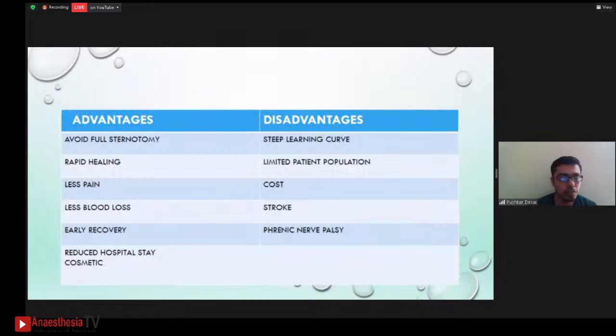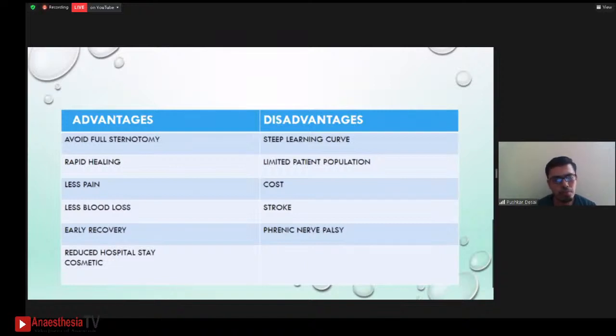So what are the advantages of this MICS CABG? As the name suggests, the main difference between the conventional CABG and the minimally invasive CABG is avoidance of the full sternotomy in MIDCAB. Which results in rapid wound healing, less pain to the patient, less blood loss, and less transfusion to the patient. So eventually culminating into lesser post-operative infection, fewer restrictions of physical activity, reduced hospital stay, and early recovery. But simultaneously, there are some disadvantages or demerits of MIDCAB.